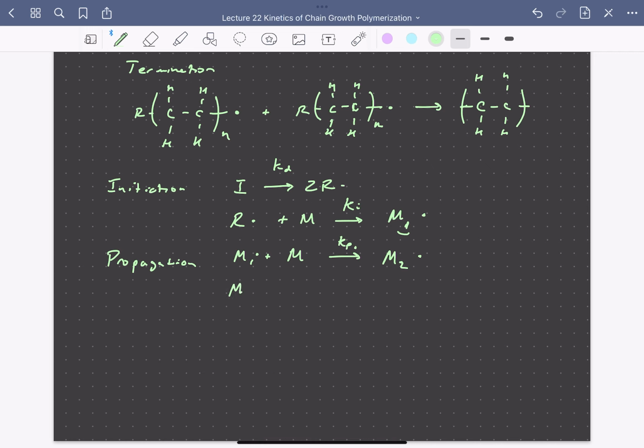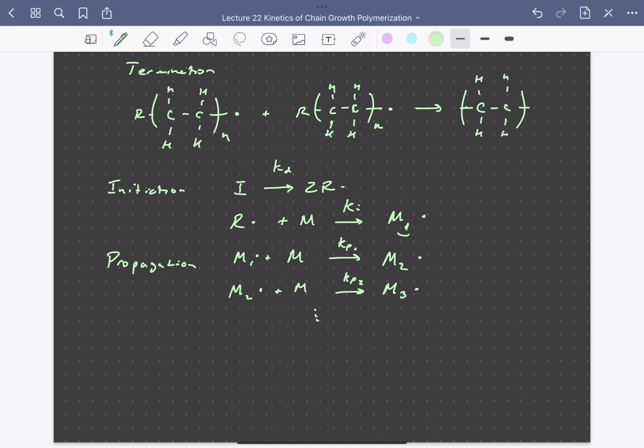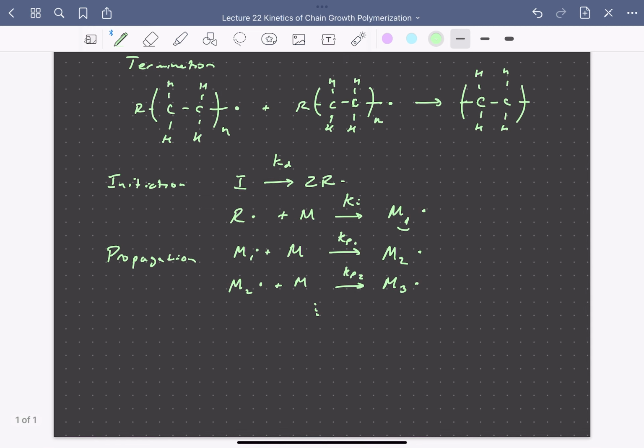So this radical species can, of course, also add another monomer. So we can have another propagation step to form a slightly longer polymer chain. And so we'll have many of these types of propagation steps, where we'll just give an arbitrary number, Mn dot, plus the addition of a monomer here. We'll give that a propagation rate constant kpn to form a polymer of length n plus 1 number of repeat units.